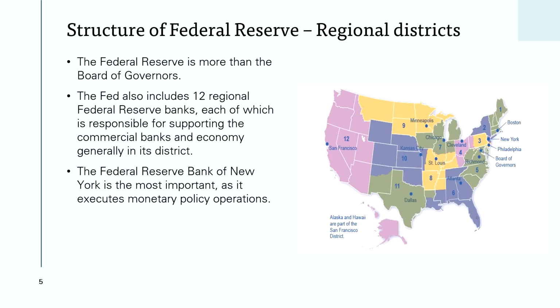The Federal Reserve System also includes the 12 regional Federal Reserve banks spread across the country. Each regional bank supports the commercial banks and financial institutions in its district and monitors economic conditions in its region. This regional structure ensures that monetary policy reflects the economic conditions across the entire country, not just Washington, D.C. Among these regional banks, the Federal Reserve Bank of New York plays a particularly important role because it conducts open market operations, which are the primary tool of monetary policy.